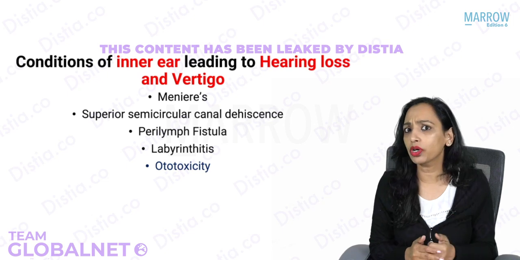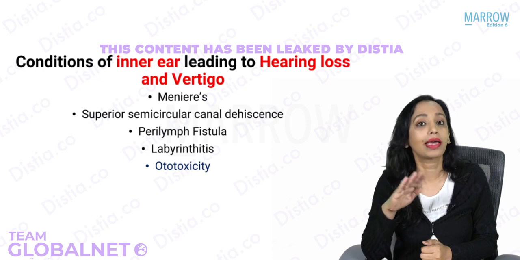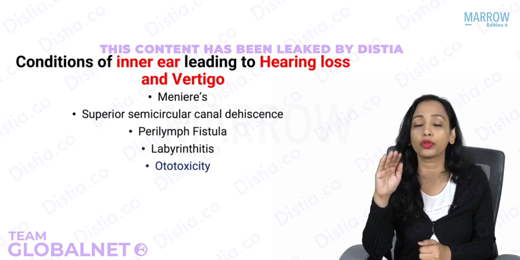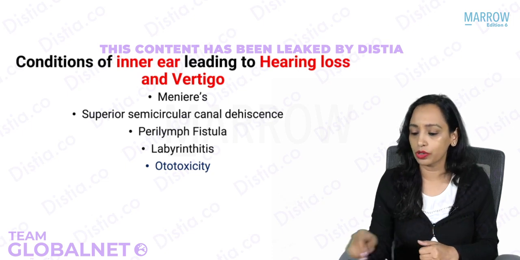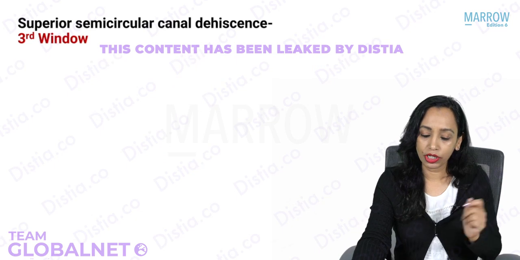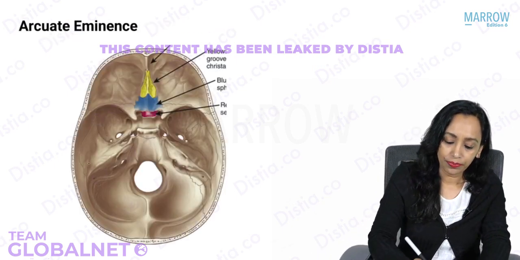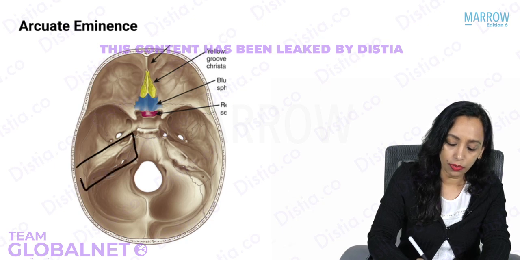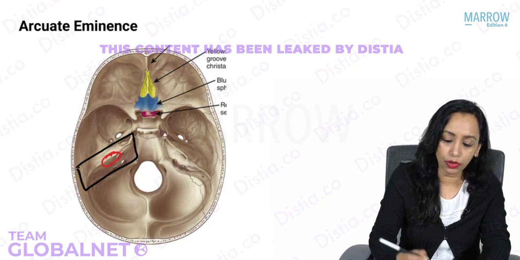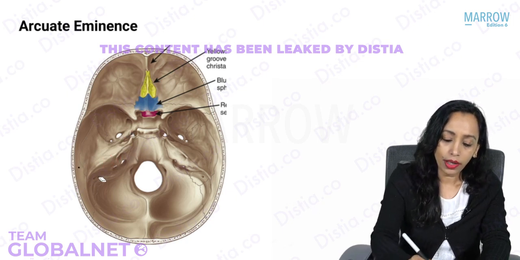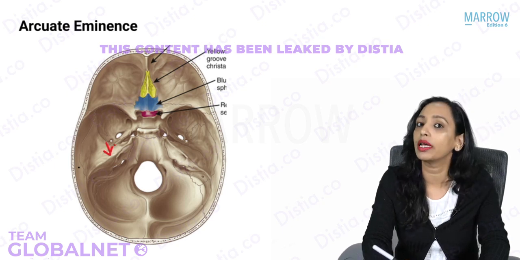Now when I say superior semicircular canal dehiscence, it means that there is a dehiscence, a gap in the bone overlying the superior semicircular canal. So where is the bulge of the superior semicircular canal? Do we know that? Of course we know that. Here this is the petrous part of the temporal bone. The whole of the inner ear is present inside the petrous part of the temporal bone, and here on the anterior slant in this area is the bulge of the superior semicircular canal.